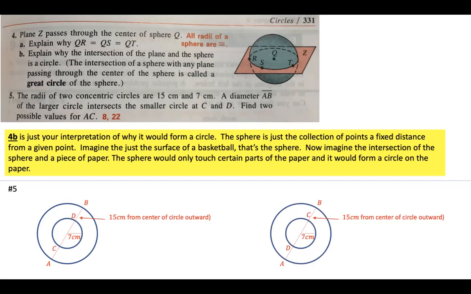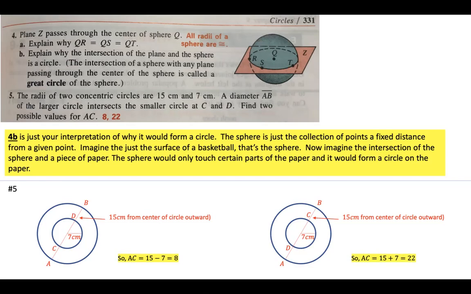I got to figure out how far it is between, what are the possible values for A to C. So the one there on the left, it's small. If 15 is from the center outward, I would have to subtract from 15 that 7 to get to AC, and that would give me the value 8. And on the one on the right, AC now would be 15. 15 would be from A to the center, and then I have to add on another 7, so that would be 22. And there's your two possible answers there.